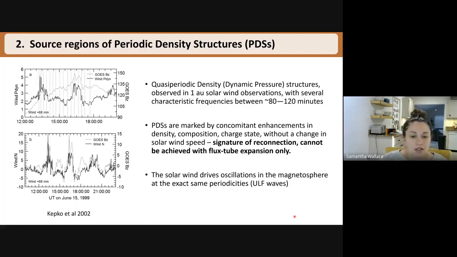So these PDSs drive oscillations in the magnetosphere at the exact same frequencies. And that's what these data are showing here, is solar wind density enhancements at Wind that are lasting approximately 90 minutes, and the same enhancement observed at GOES 68 minutes later in the magnetosphere.